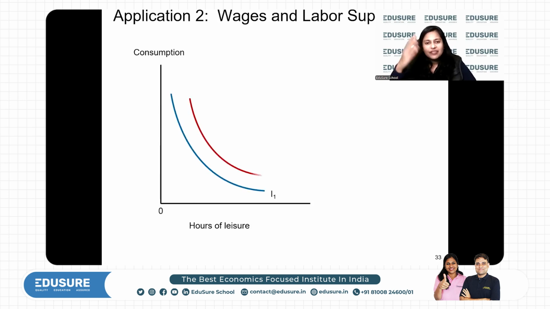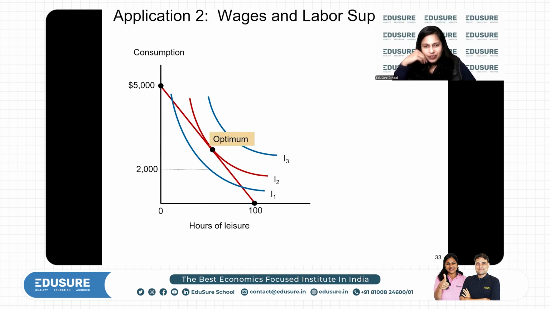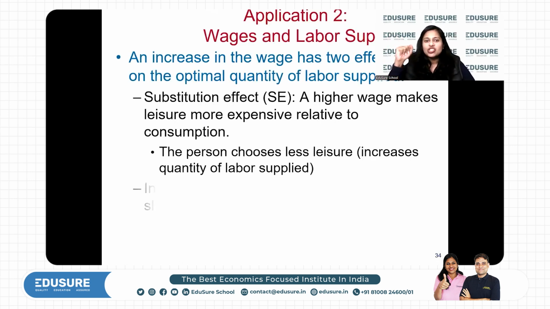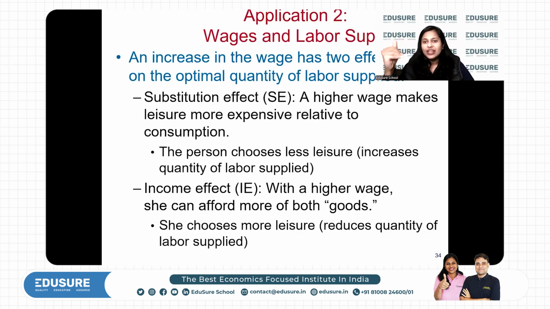Like I said, we'll have normal downward sloping ICs across consumption and leisure. We'll have our budget line with the slope of minus W by P, and the optimum is where the MRS, which is the slope of the IC, is equal to the real wage rate, which is going to be the point of equilibrium. But what if something changes? What if the wage rate increases? When the wage rate increases, that's like a price change.